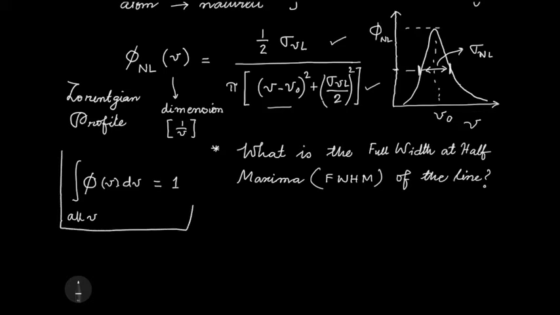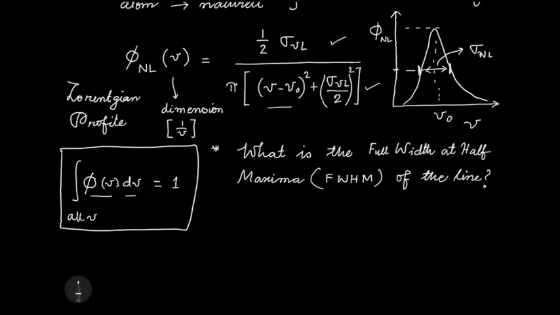So if I integrate over all nu, that should give me the entire fraction, and the entire fraction is supposed to be 1. So this is called the normalization of phi. This is how phi is defined. Now if that is so, then phi nu must have a dimension of 1 by nu, otherwise it will not cancel out to be 1. So remember that phi nu has a dimension of 1 by nu.